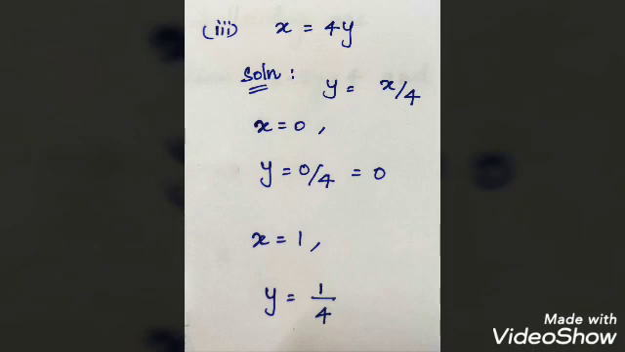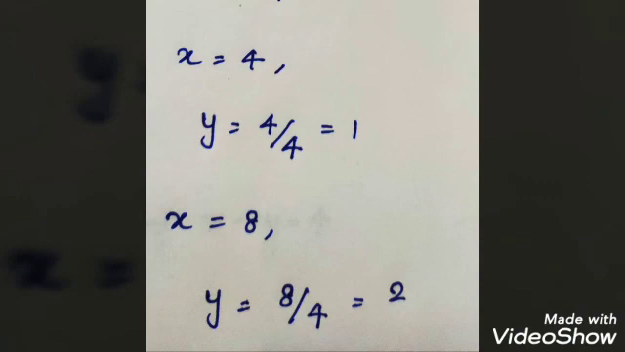So for x equal to 0, y equal to 0 by 4, which is 0. Next, x is equal to 1, y equal to 1 by 4. Next, x is equal to 4, so y equal to 4 by 4 is equal to 1. Next, x is equal to 8, y equal to 8 by 4, which is 2.